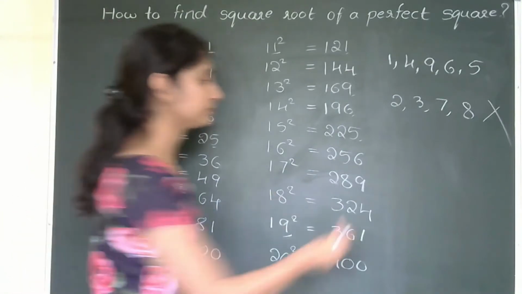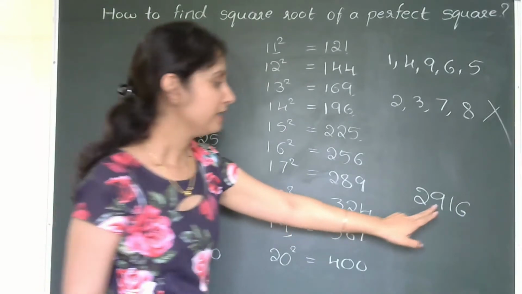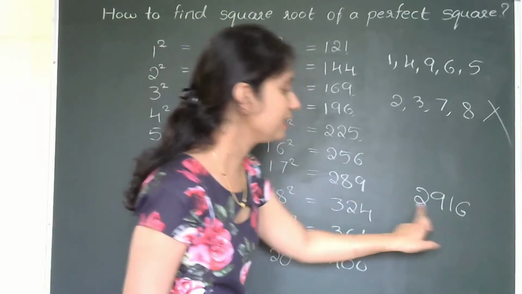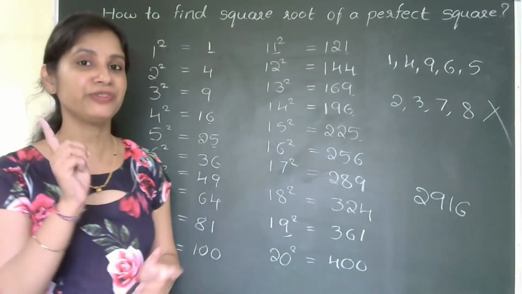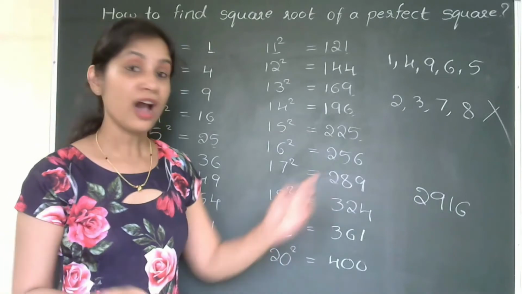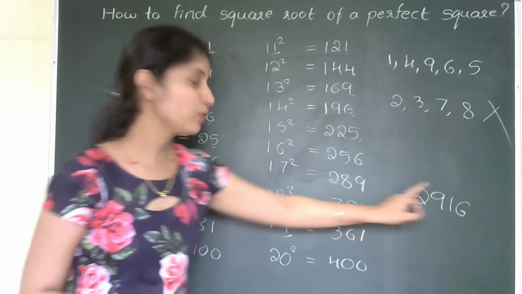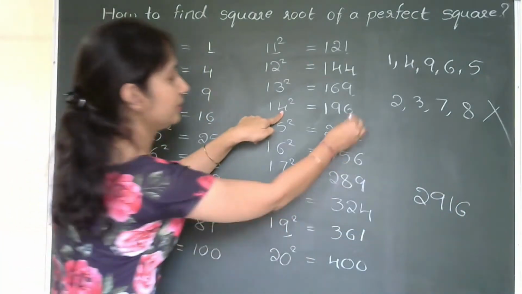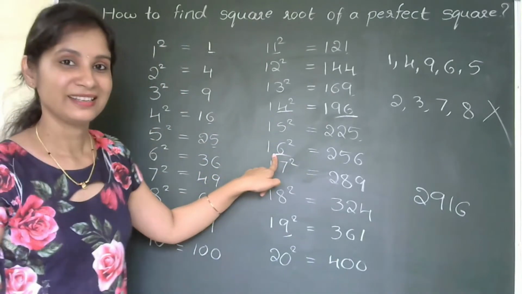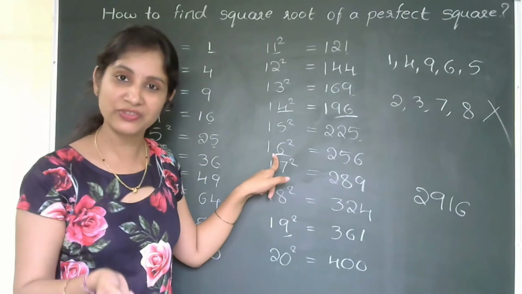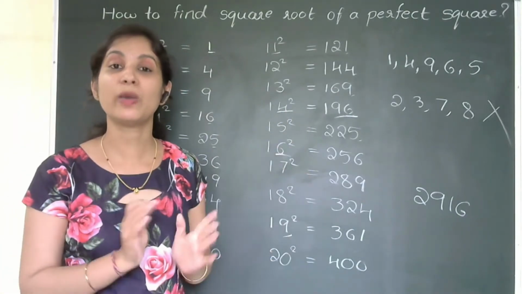If I am given 2916, which I took in the beginning of the video, that means my square number is ending with 6. So how can I find the root? I selected 54, right? How did I get 4? Because if the number ends with 6, my root can end with either 4 or 6. I got 54 as well as 56. So I can directly say 4 or 6 will come in my square root.